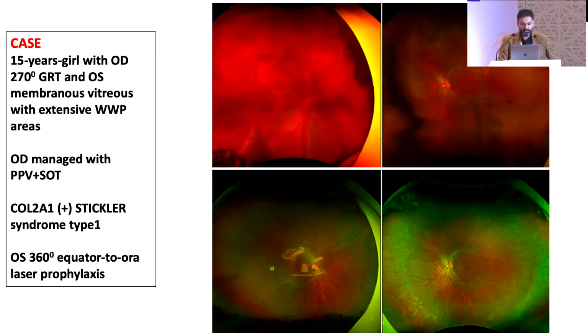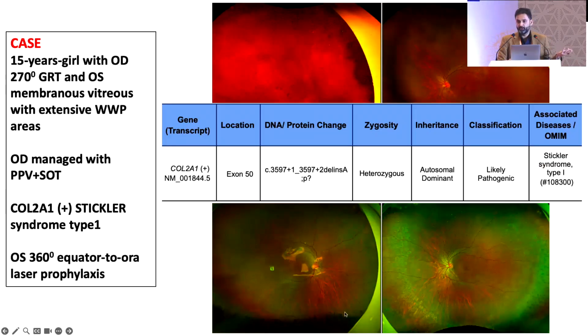This is again just one case. This patient had a giant retinal tear of 270 degrees, which was fixed. The fellow eye underwent prophylactic 360 degree ora to equator laser and was confirmed, of course, later to have Stickler's, and only then was prophylaxis done. But prophylaxis is a must because it's been shown that it reduces the rates of giant retinal tears in the fellow eyes to less than 3%, as opposed to 50% in the natural course over 5 years.